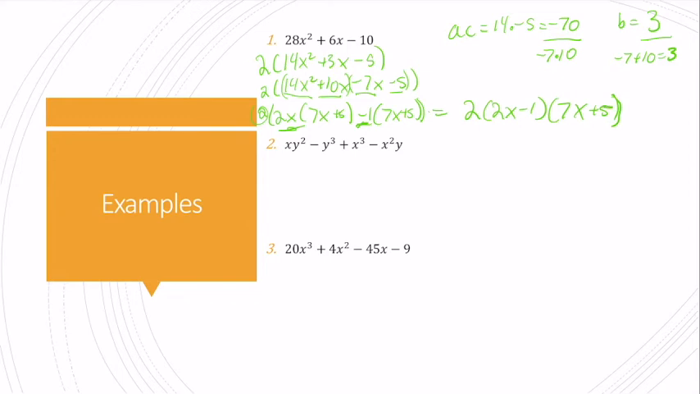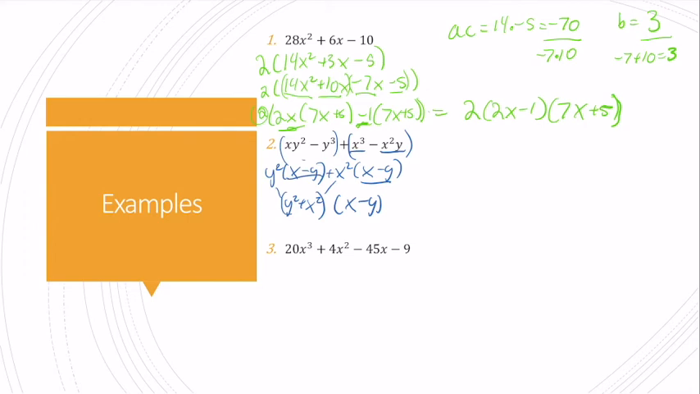All right, these last two examples, they each have 4 terms, so we're going to have to continue to factor by grouping. The greatest common factor of xy squared and y cubed is y squared. The greatest common factor of x cubed and x squared y is x squared. So I get y squared plus x squared. This is the sum of 2 perfect squares, so I can't simplify it anymore. And I've got x minus y.